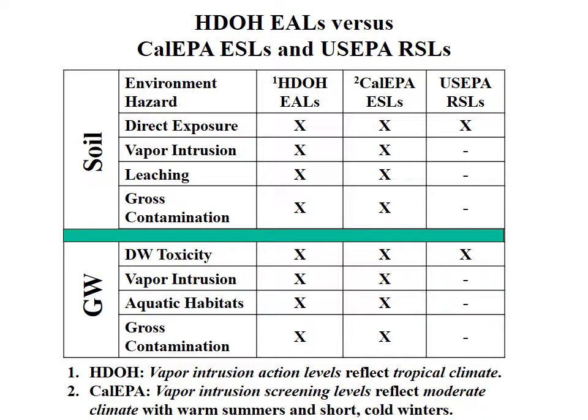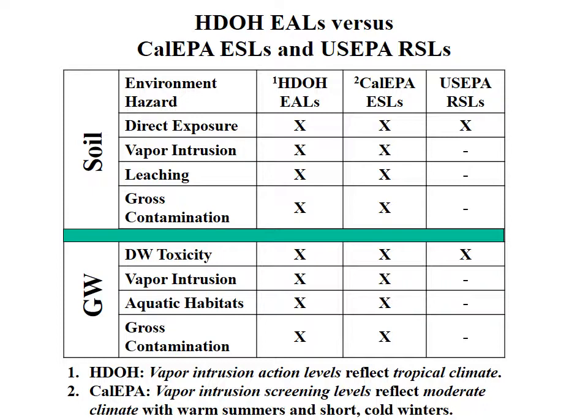And if you talk to people that develop them, again, the whole point was they're going to set them much lower than is probably needed, and then the states can use their own decision, their own expertise to make state-specific action levels. Okay, so I've got a quick comparison here: HDOH action levels versus California environmental screening levels and US EPA regional screening levels.